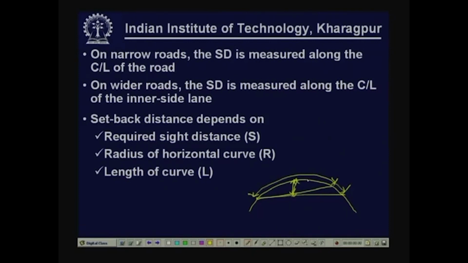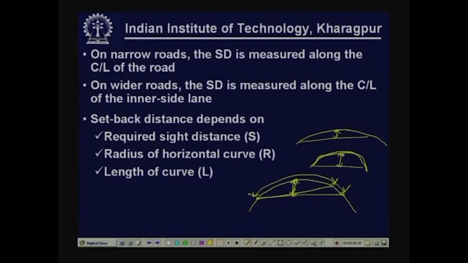It will also depend on the radius of the horizontal curve. For sharper radius, more setback distance will be required. From common sense also one can understand, say a curve like this and a curve like this. Obviously, for sharper curves, the sight distance requirement will be more, so the setback distance requirement will be more here, and for sharper curves it will be more.